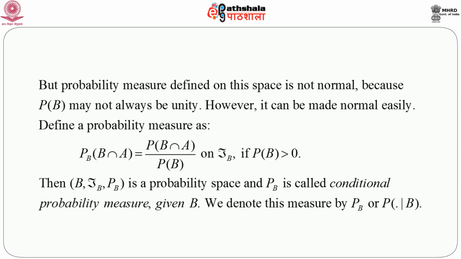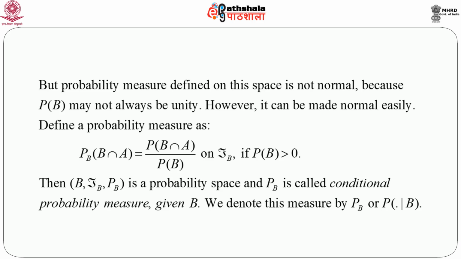But it is not a very difficult thing to make it normal. Just define a probability measure P_B of B intersection A equal to probability of B intersection A divided by probability of B, on this sigma field script F_B, provided probability of B is greater than 0. With this definition of probability function, we can immediately say that B, script F_B and P_B is a probability space, and this P_B is called the conditional probability measure. So we can call this the conditional probability measure given B.